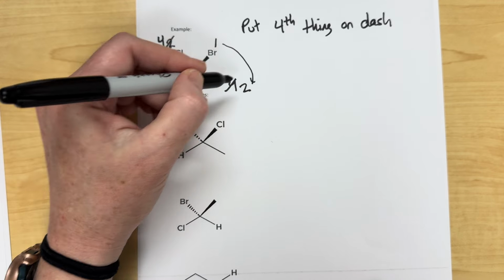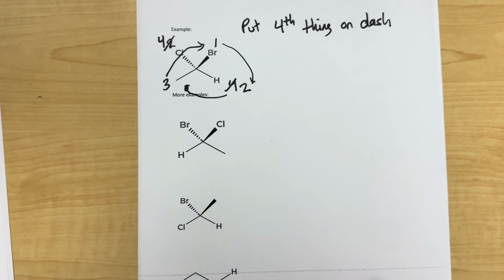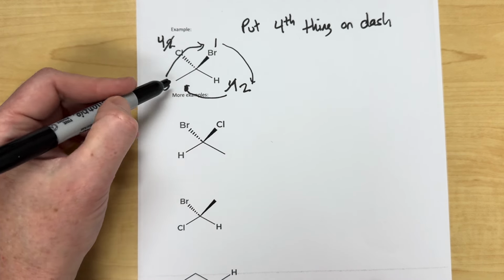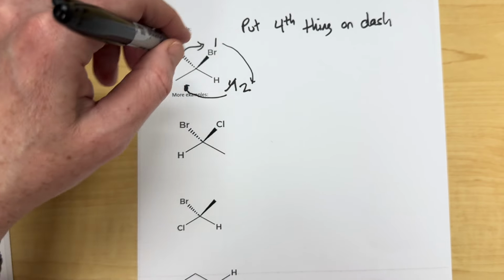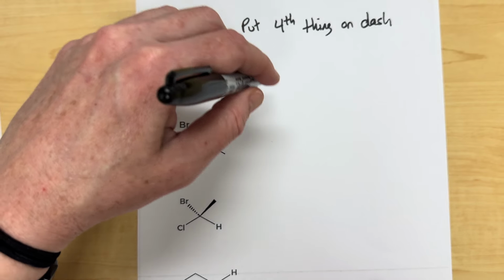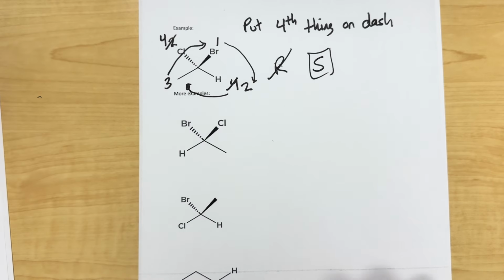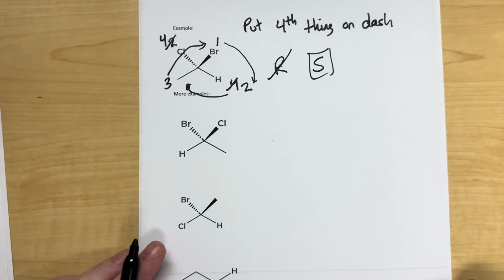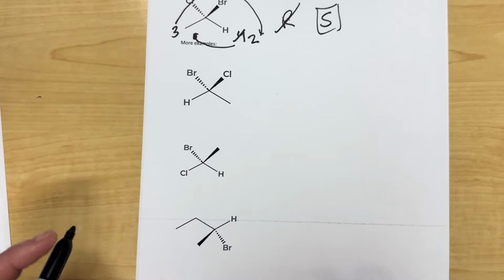Then you can do your normal thing, and you're just going to take the opposite of whatever answer you get. So 1, 2, 3. So in this way, I'm going clockwise, right? I would be an R, but because I switched it, it's going to be an S. So now would be a good time to pause and see if you can do these other ones, but I'm just going to keep going.